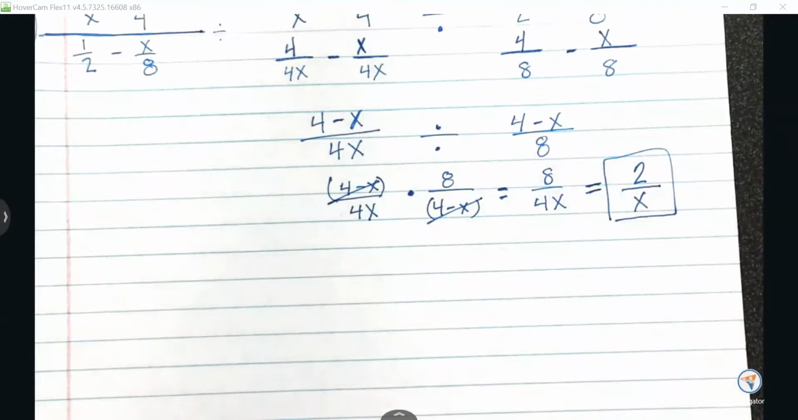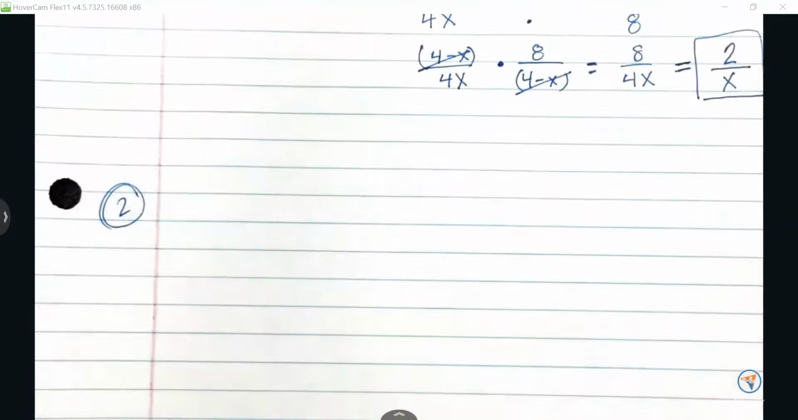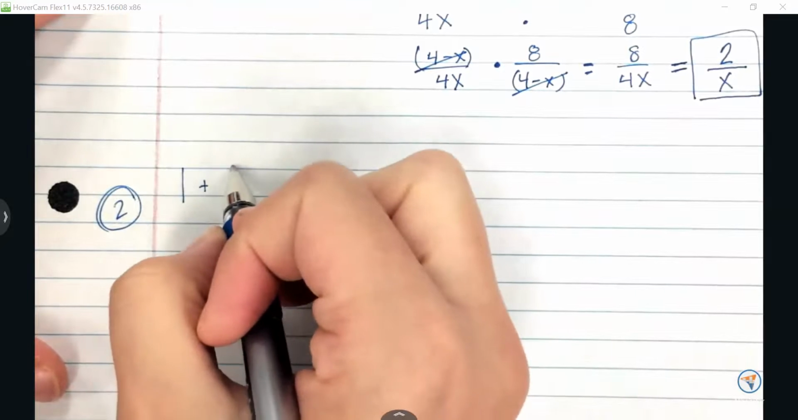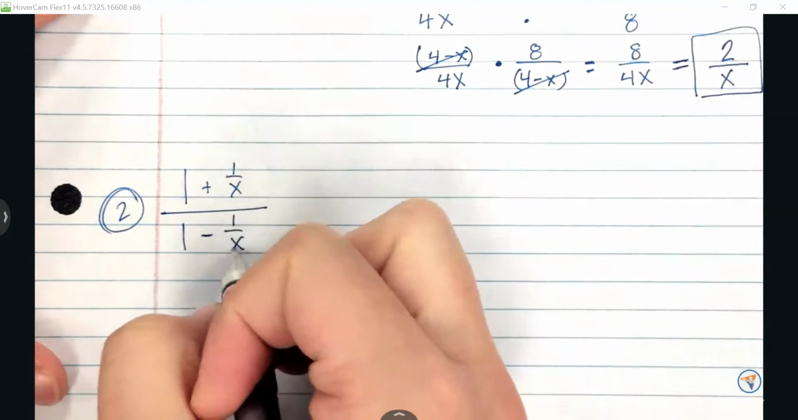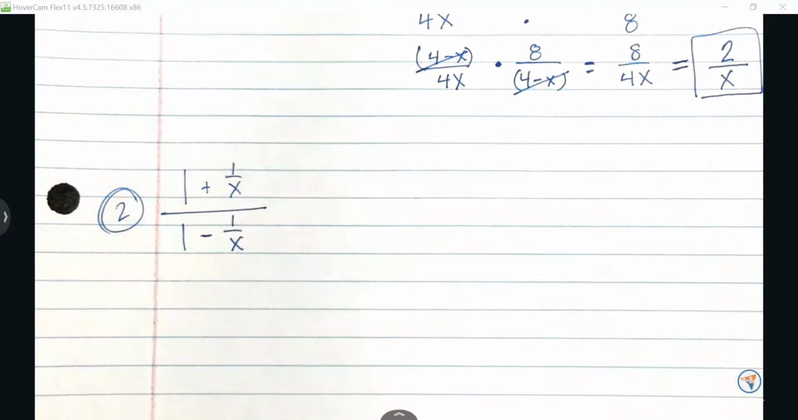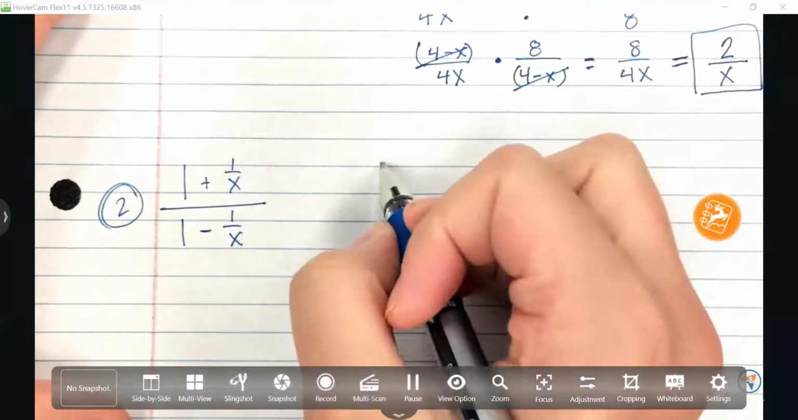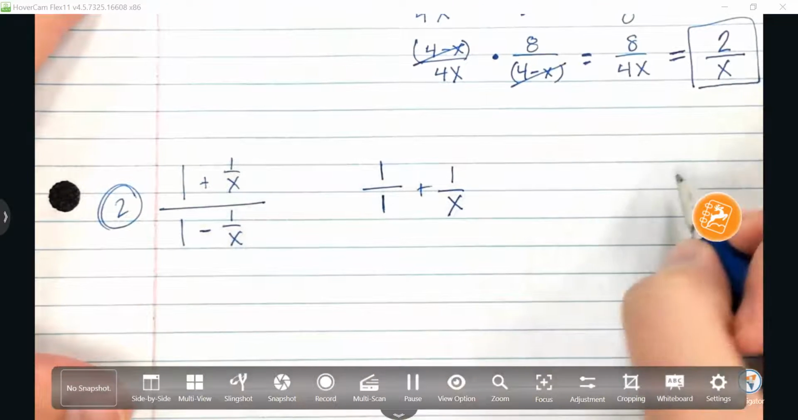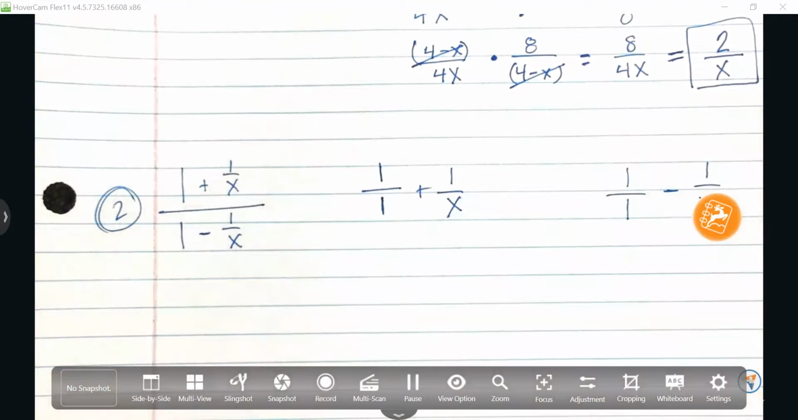Questions? Okay, let's go do number 2 together then. So number 2 says 1 plus 1 over x all over 1 minus 1 over x. So I'm going to make them separate. How do I write 1 as a fraction? 1 over 1 plus 1 over x. And then my denominator is 1 over 1 minus 1 over x.